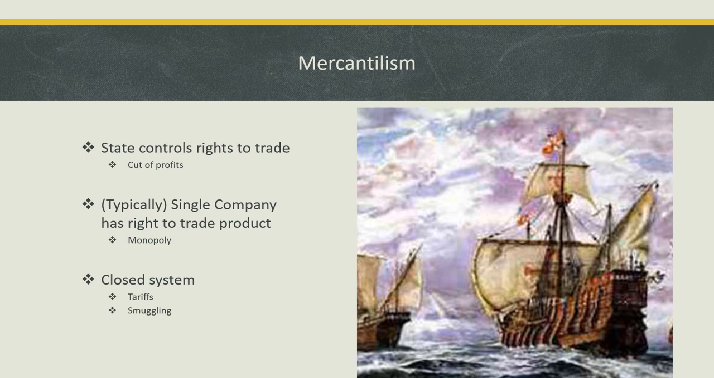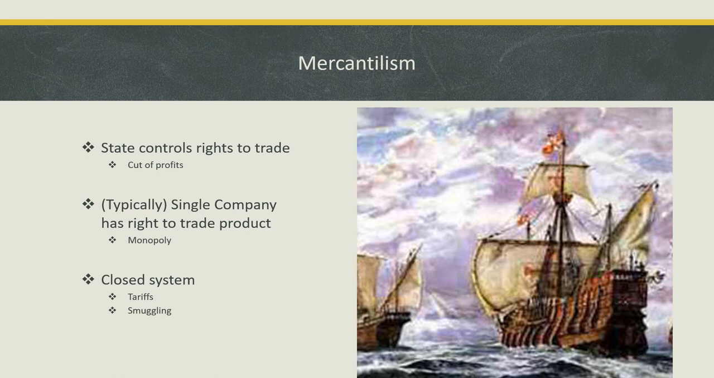Now, this right to trade is called a monopoly, which is typically given to a single company. Hence, mono, one, poly. All right. So the monopoly is a single company allowed to trade for that product. Money comes back to the state. The state is increasingly wealthy. Works out well. But it's a closed system.